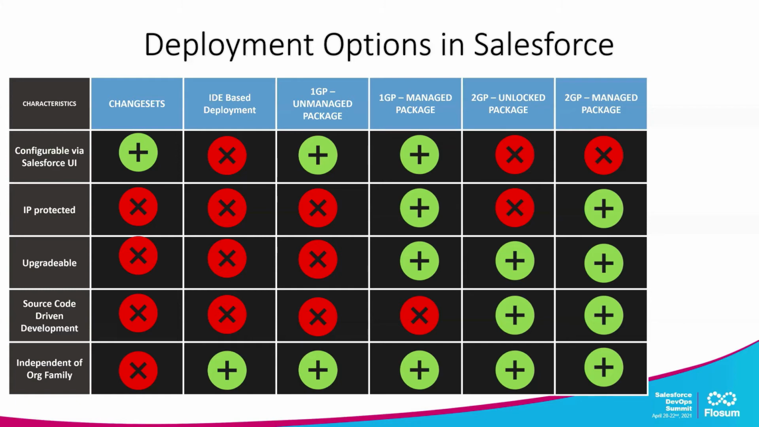But again, the unlock package is a similar version to unmanaged package, where IP protection is not there, but it is upgradable. It is source code driven. It is independent of org family. And then the 2GP managed package, which is not GA currently for publishing apps out there, and still in the works. But when it is completely GA, we assume that it will, of course, be IP protected, and it will be more than just publishing into AppExchange. It might be something that you could probably use. But again, safe harbor, a lot to come, and we are hoping that Salesforce keeps its promise on that.